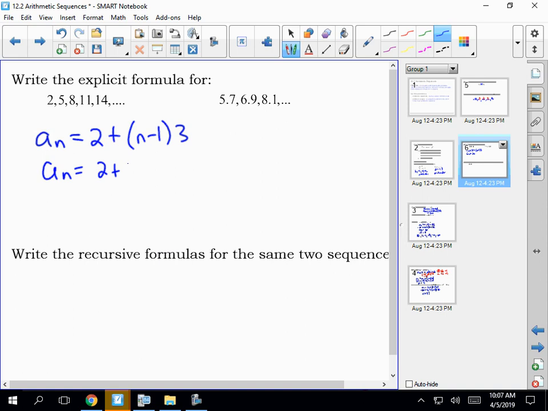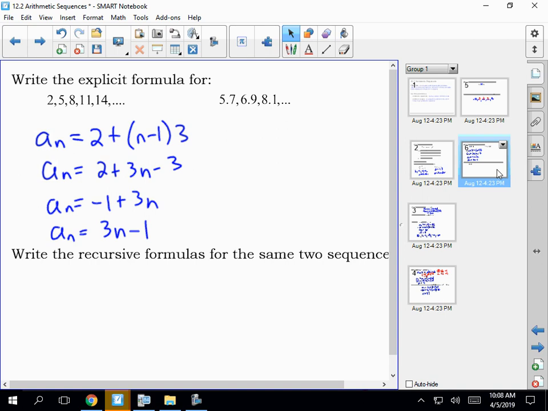2 plus, this would be 3n minus 3, or a sub n equals negative 1 plus 3n. Let me write it this way: a sub n equals 3n minus 1. We have to test what you do to do that.